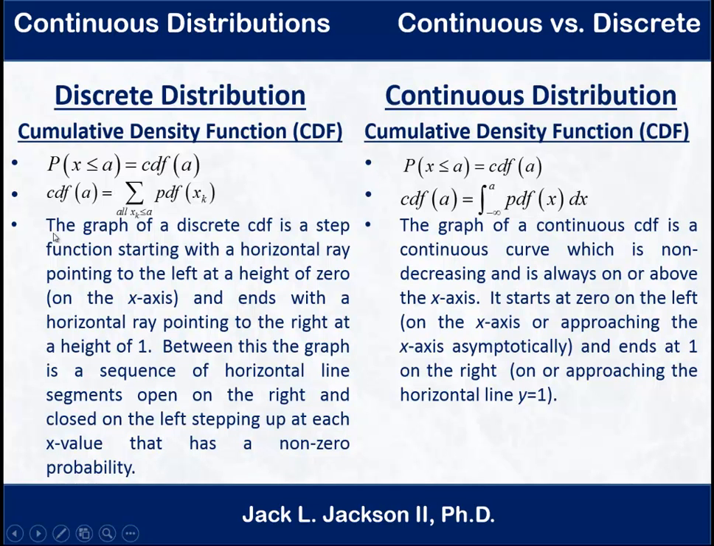Okay? So the graph of a discrete CDF is a step function starting with a horizontal ray pointing to the left at a height of 0 on the x-axis, and ends with a horizontal ray pointing to the right at a height of 1. Between, this graph is a sequence of horizontal line segments open on the right and closed on the left, stepping up at each x value that has a non-zero probability. We'll look at the graph of that in a minute.